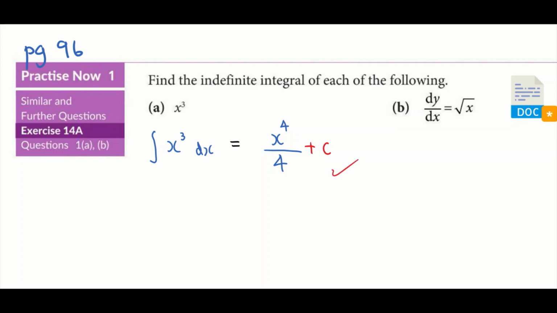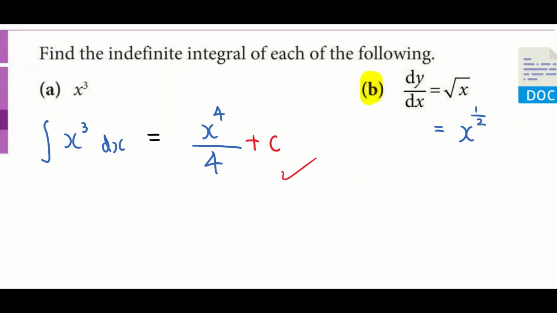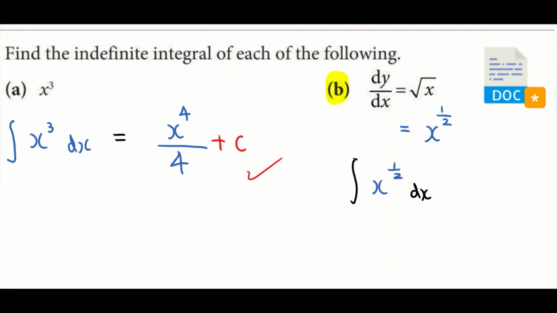If we go to part B, how can we simplify part B first? There's a square root there. My square root is power half, and I'm going to integrate it. First step, power plus 1, means I add 1 to the power. Half plus 1 is 3 over 2. Step 2, divide by the new power, divide by 3 over 2. Don't forget the plus c.